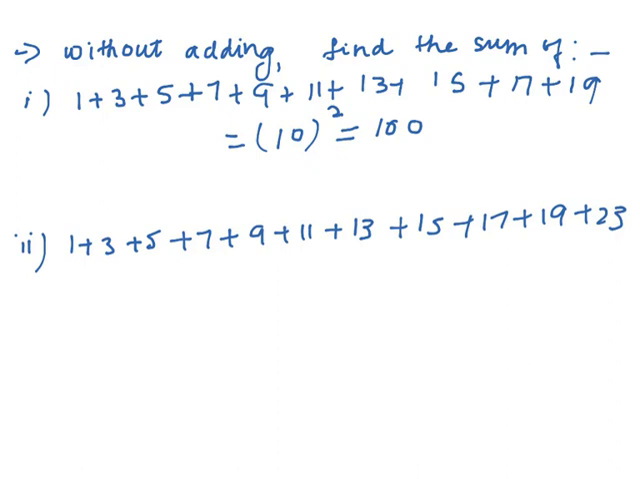And in the next, we will count the numbers: 1, 2, 3, 4, 5, 6, 7, 8, 9, 10, 11. So it means the sum will be equal to the square of 11, that will give us 121.